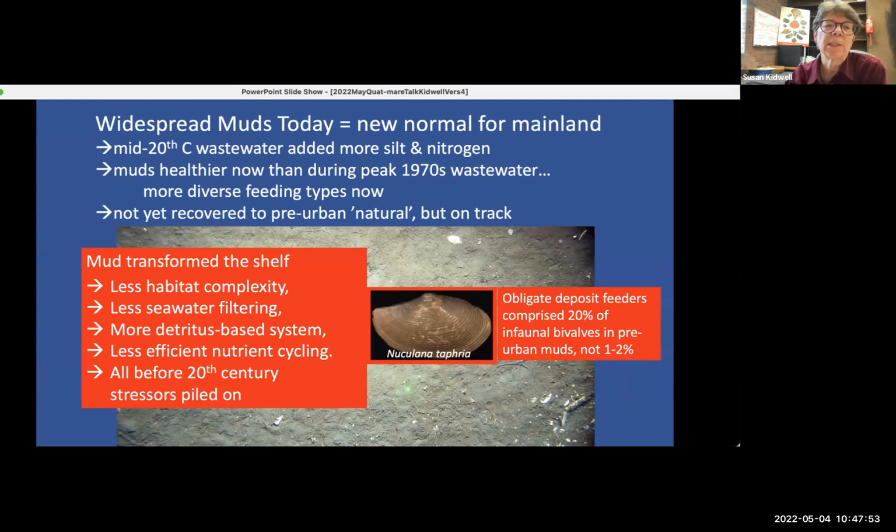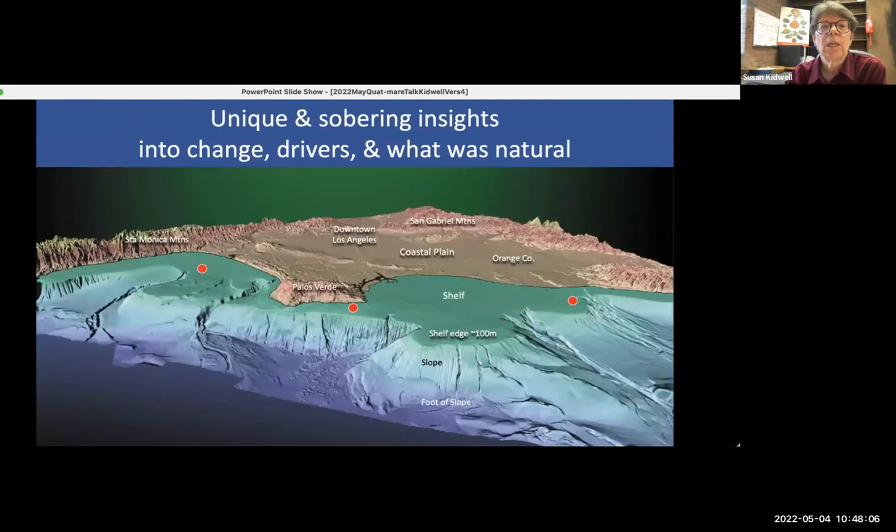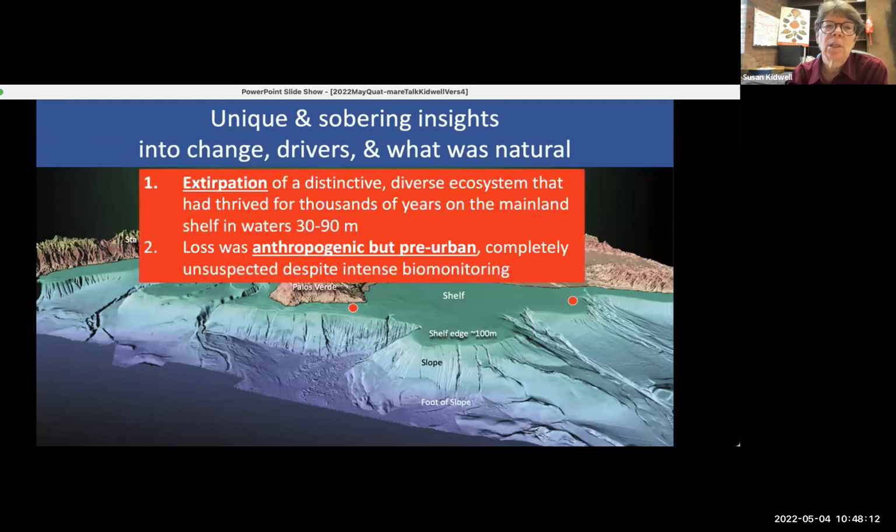There's less habitat complexity now, less habitat, less seawater filtering, more detritus based, which means a less efficient nutrient cycling from an ecosystem perspective. And this was all before 20th century stressors. So some totally unsuspected, but very sobering insights. One, we had extirpation of a diverse ecosystem that had thrived for thousands of years in the middle and outer shelf. The loss was anthropogenic, but it was pre-urban. And it was not, well, you can call it industrial livestock, but it was pre-mechanization, completely unsuspected, despite 50 years of intense biomonitoring of the very same shelves.